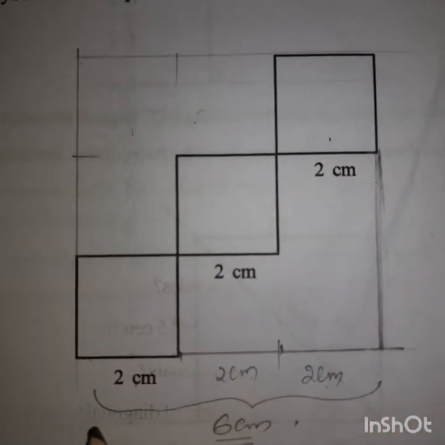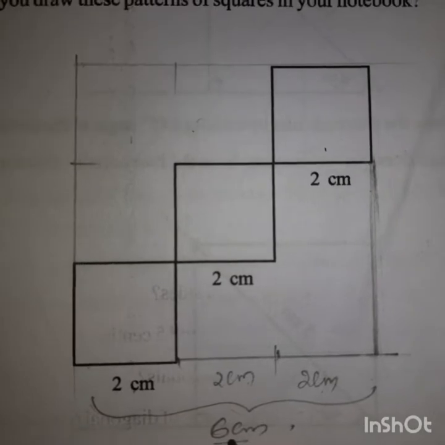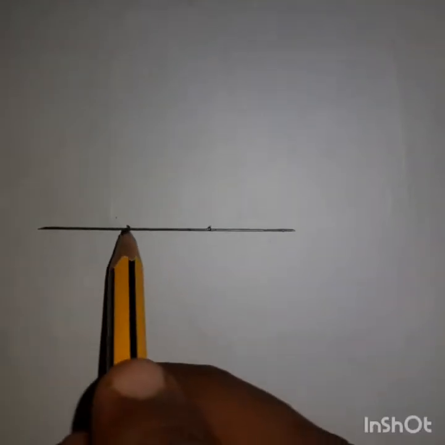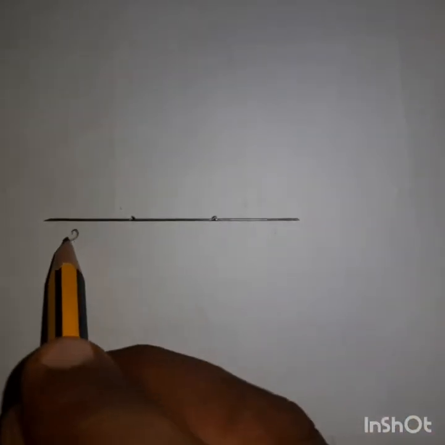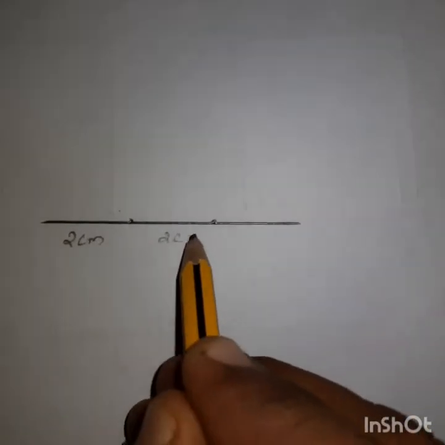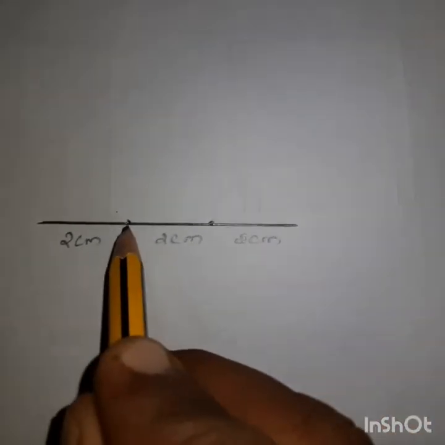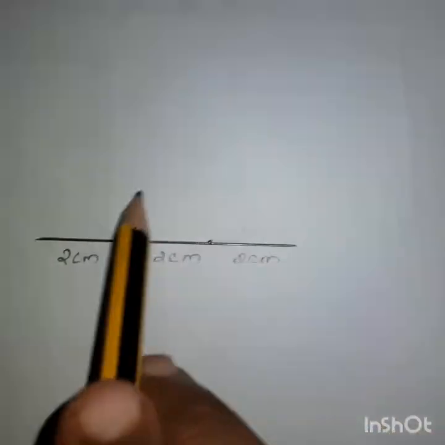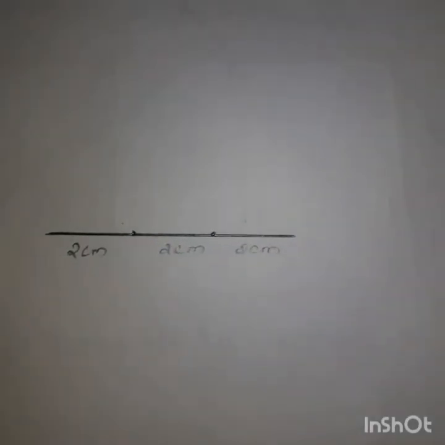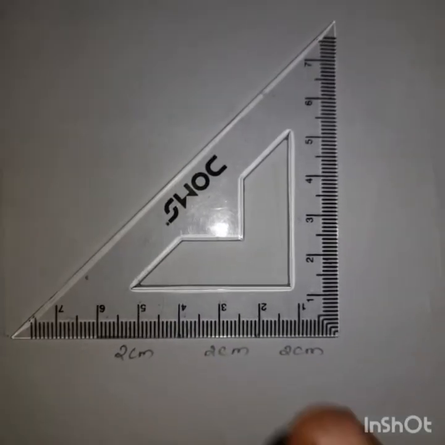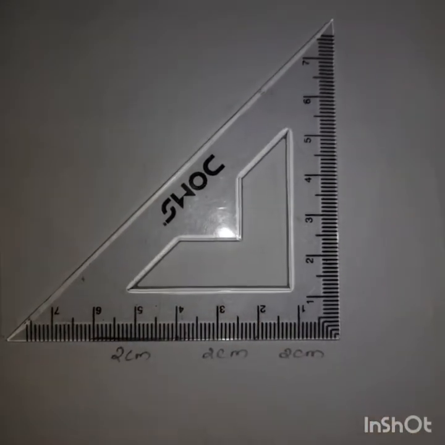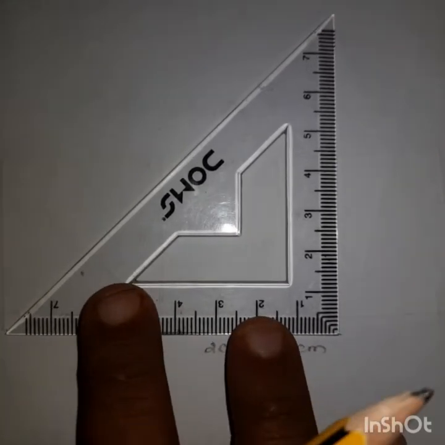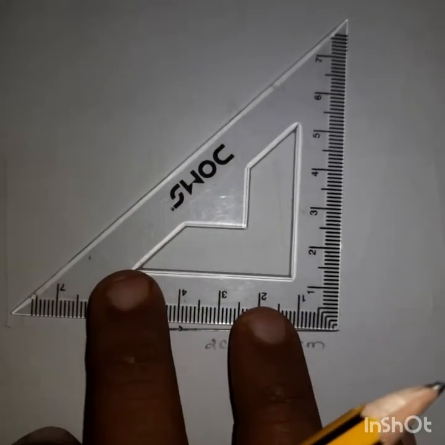So first of all you have to draw a side of the 6 centimeter square. Draw a line of 6 centimeter and you have to mark 2 centimeter each. You have to mark like this. In 2 centimeters you have to mark it separately, and the other you have to complete the square first with the 6 centimeter side. Either you have to use the protractor or set square to complete the square. So keep the set square like this.